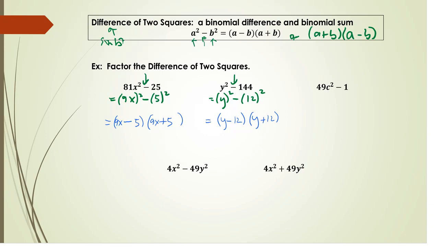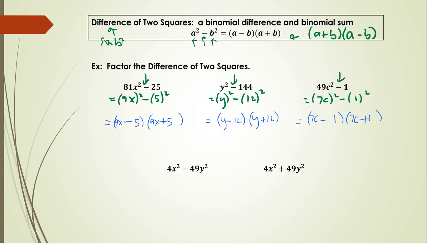The next one, a difference again. This is 7c to the power of 2, or squared, and 1 squared. So the fact that I can set up two squares subtracting means that it's a difference of two squares. So I'll set up the binomials. We're going to do 7c in each one, 1 in each one, and then minus plus or plus minus.